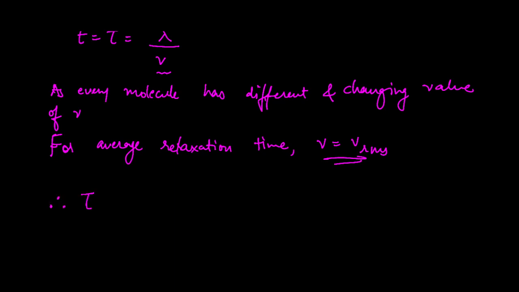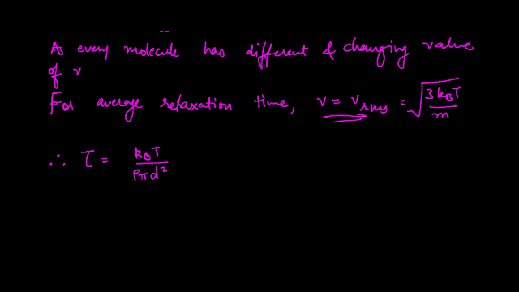Therefore tau equal to lambda. What is lambda? It came just now: kBT by root 2 pi d square p. The formula we derived, I'm writing the same formula now. If you write it fully, root 2 will come here. Okay, so this is lambda divided by v, but v is now VRMS. What is VRMS? Under root 3 kBT by small m. Okay, so if we write it like that, this divided by under root 3 kBT by m.